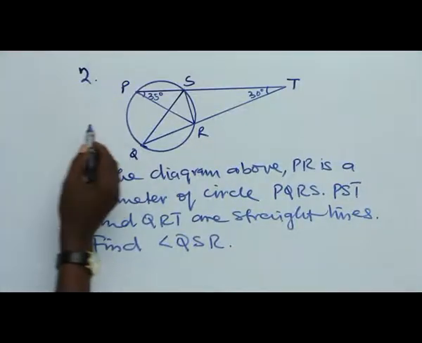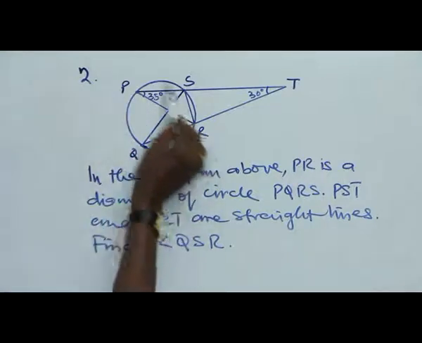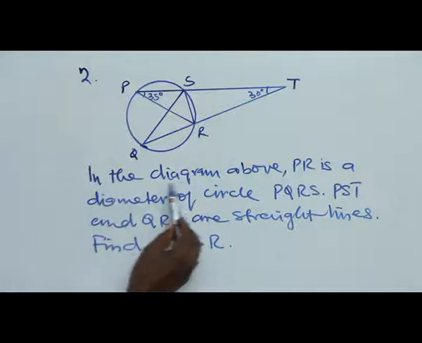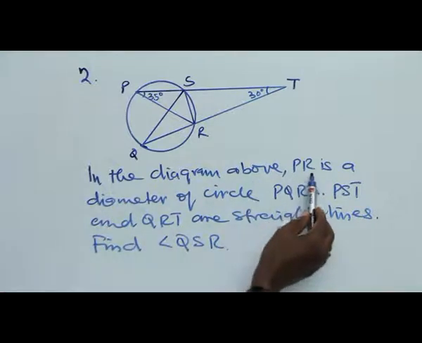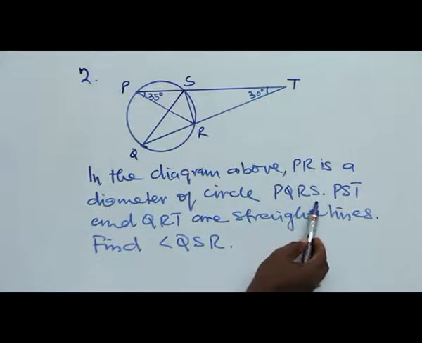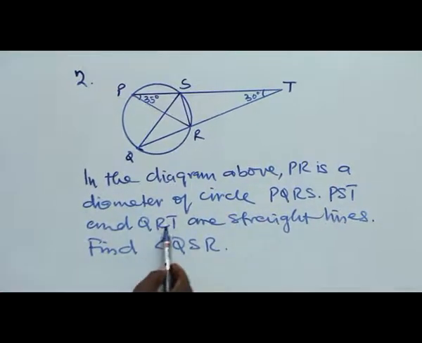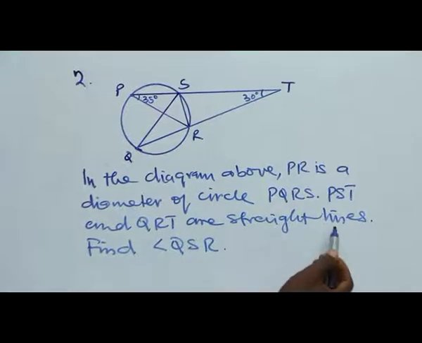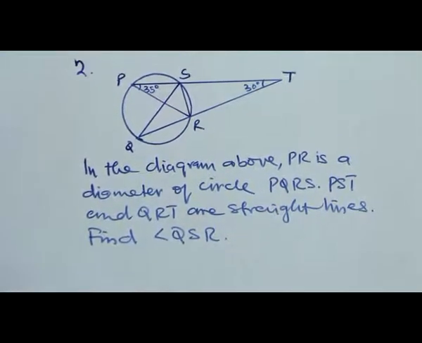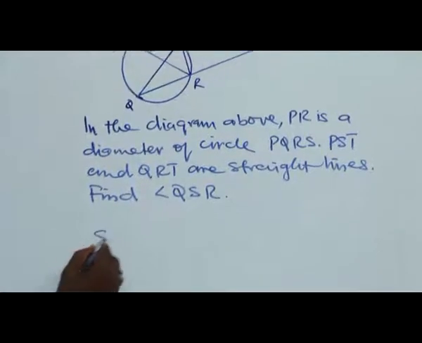Example number 2. Here is a diagram described as follows. In the diagram above, PR is a diameter of circle PQRS. PST and QRT are straight lines. Find angle QSR. Solution.